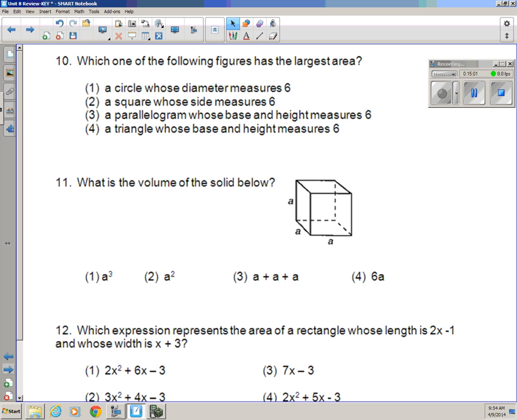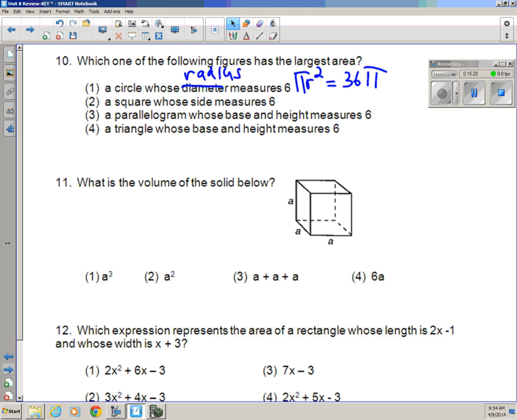Which of the following figures has the largest area? This actually has a typo in it. This really should say a circle with a radius that measures 6. So this might mess you up a little bit. But if the radius is 6, you get pi r squared, which means you've got 36 pi.